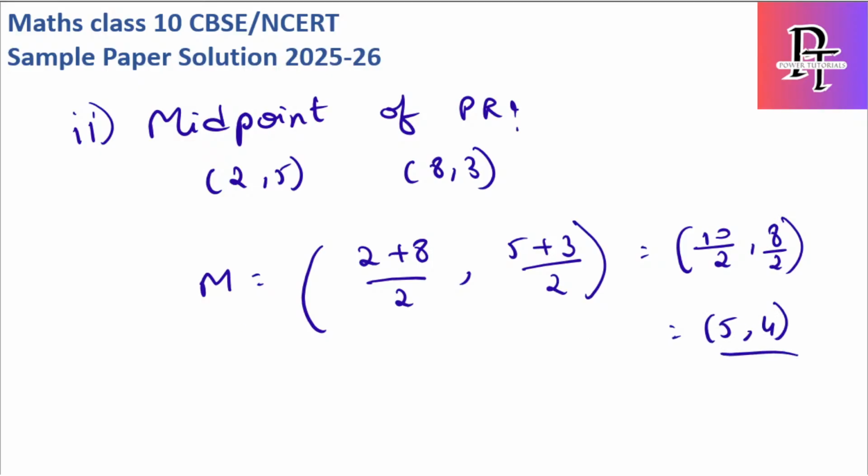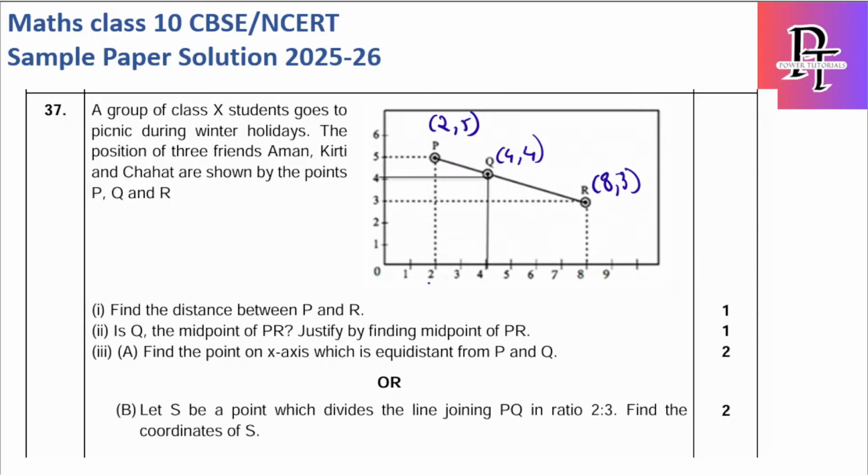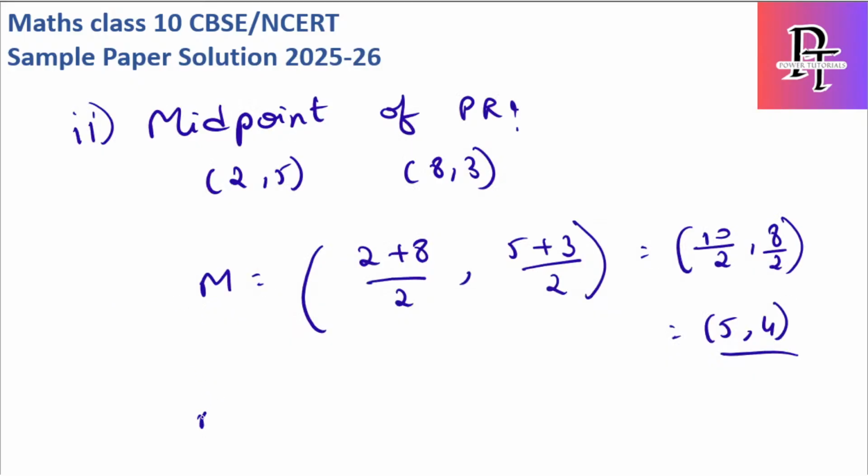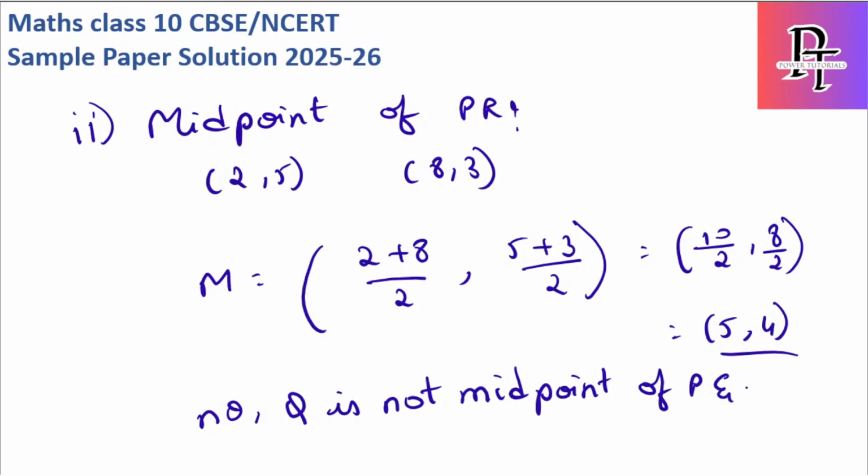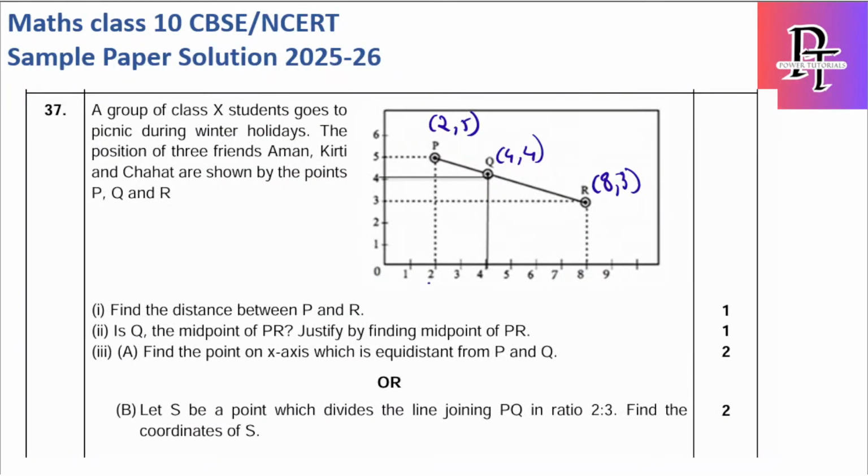What is the Q point? The Q point is 4, 4. So you have to say no, Q is not the midpoint of P and R. This solves another 1 point, so 1 mark. Let's see the last one.